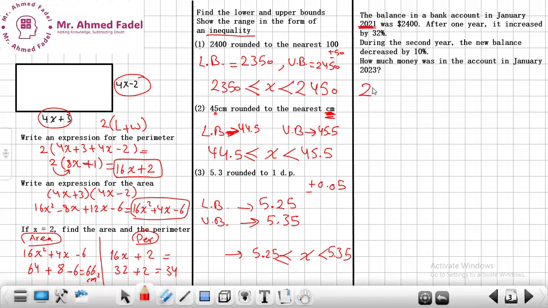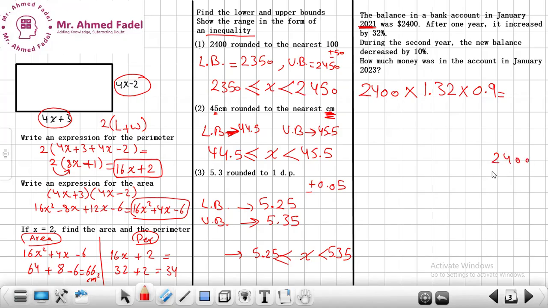So, I'm going to do 2,400 and multiply it by, since it increased in the first year by 32%, 1.32, that is the multiplier of the increase, times, the second year it decreased by 10%, which means 0.9, that's the multiplier of the second year. Now you do this multiplication, and you can just do it over here.